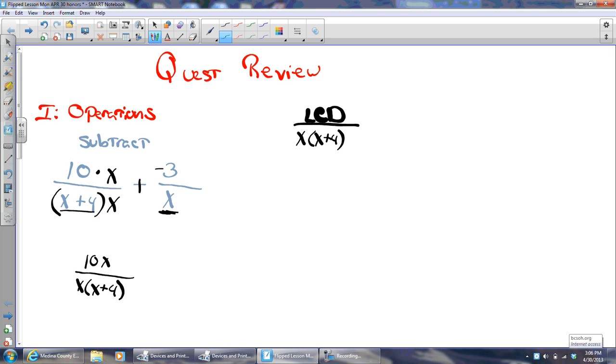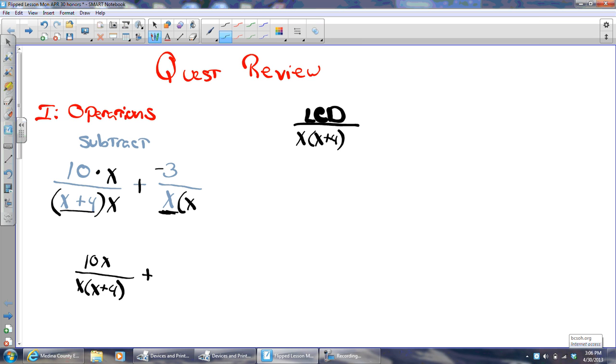Now, if that numerator has more than one term, I'll have to change all the signs. I'm distributing the negative. But in this case, it's just a 3, so it becomes a negative 3. So I'm going to have a negative 3. Oops, wait a second, I'm not ready to do that. I didn't finish getting my LCD yet.